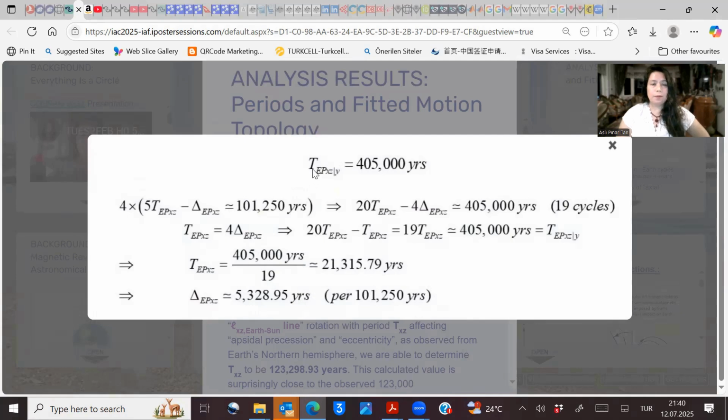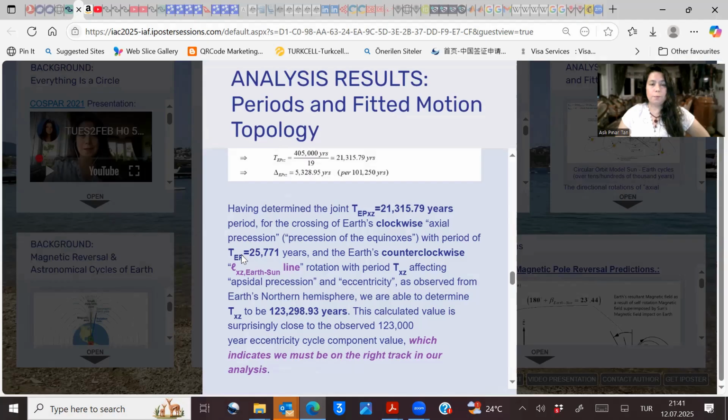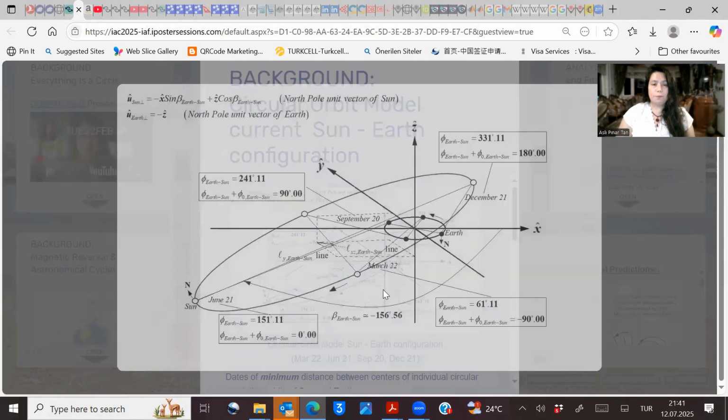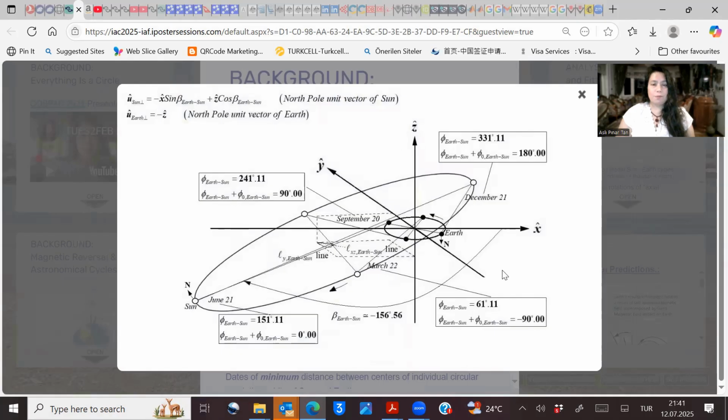We already expect the precession of the equinoxes, the LXZ line and the LY line joint period to peak at 405,000 years. And we know that the precession of the equinoxes period is 25,771 years. That's the tropical year, completing one revolution in a westward direction around the Earth. Looking for the joint period of precession of the equinoxes revolving westward and the LXZ line revolving eastward, because they are in opposite directions, the perihelion is moving eastward and the LXZ line is bound to impact that.